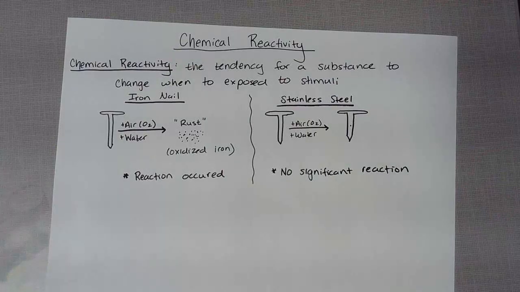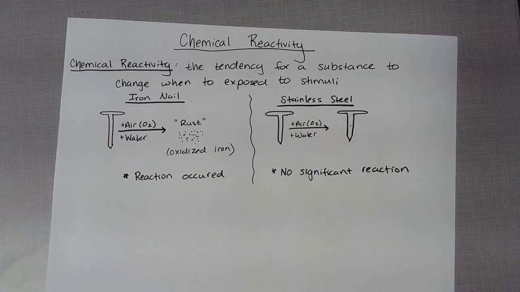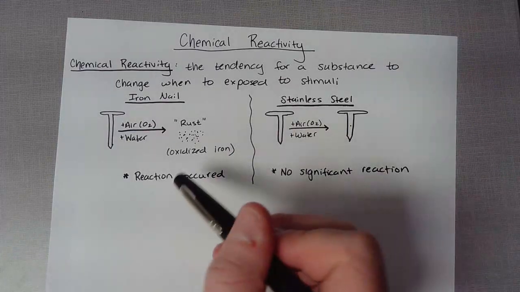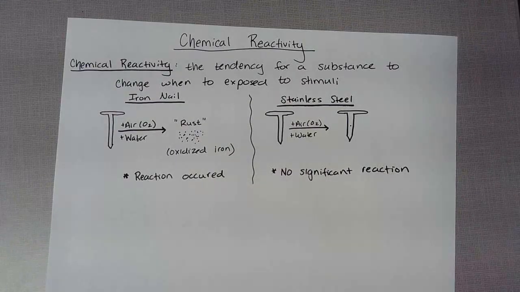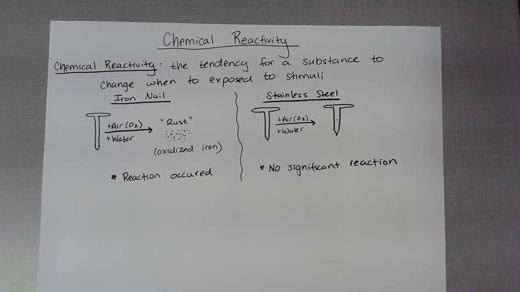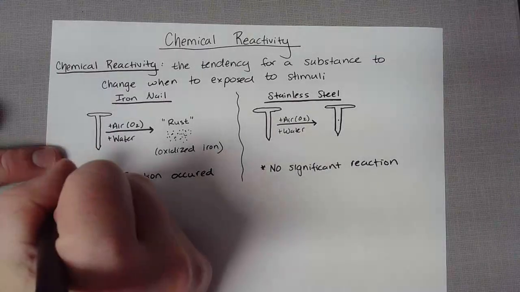Now, in your lab, you're not going to be comparing nails, but you are going to be comparing metals. You're going to be looking at 5 different metals, and instead of exposing them to air and water, you're going to be exposing them to 5 different chemicals. And you're going to see which metals react readily, which metals react not so readily. When you do that, what you are doing is investigating something called the reactivity series.